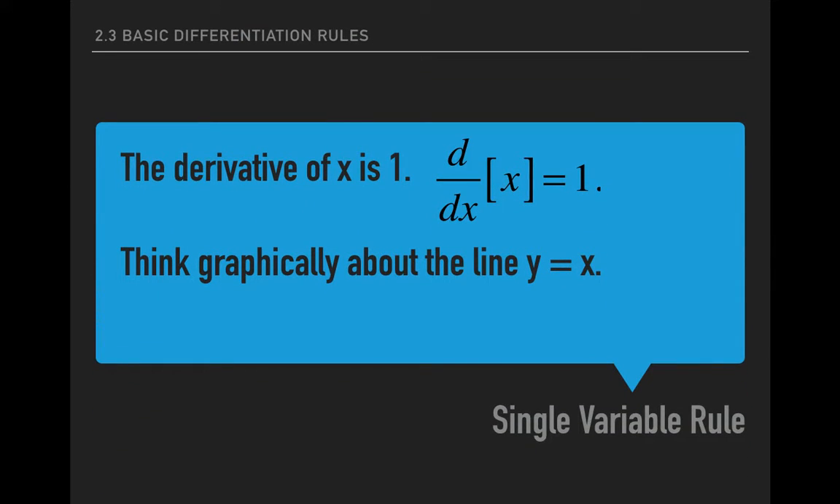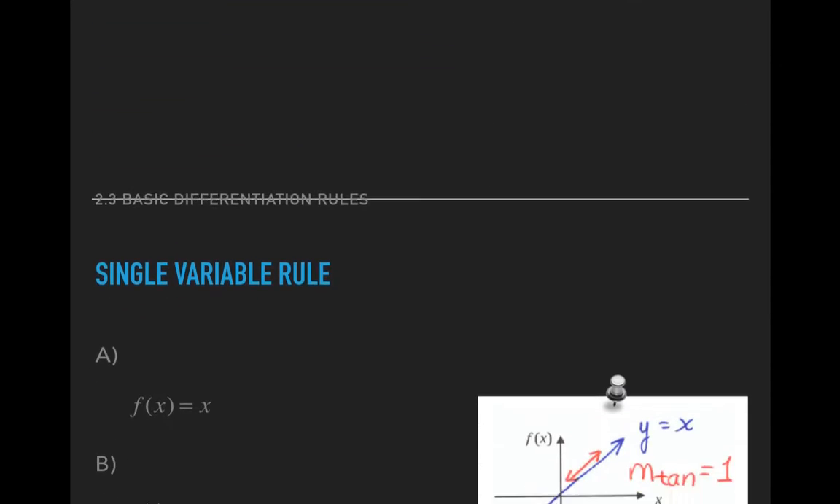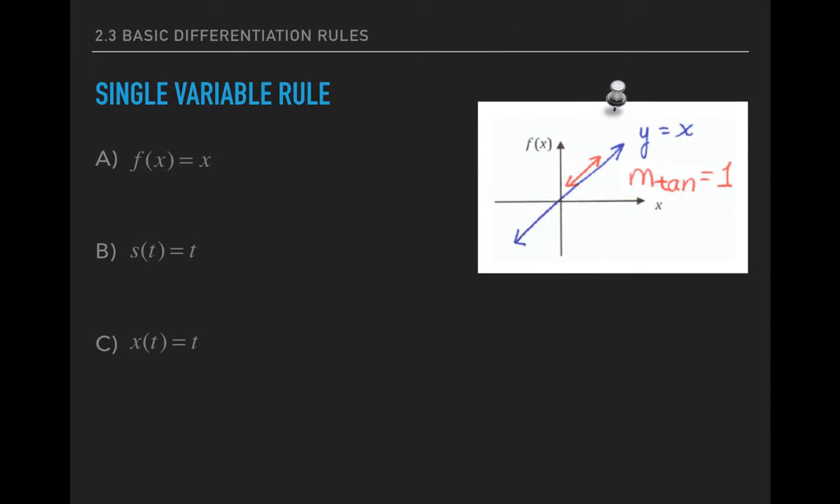Similarly, the derivative of x is 1. Think about the line y equals x. The line y equals x is a line with the slope of 1. So the derivative of that single variable, f of x, f prime would just be 1.